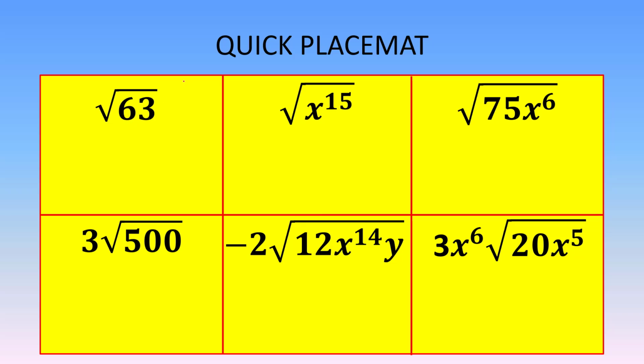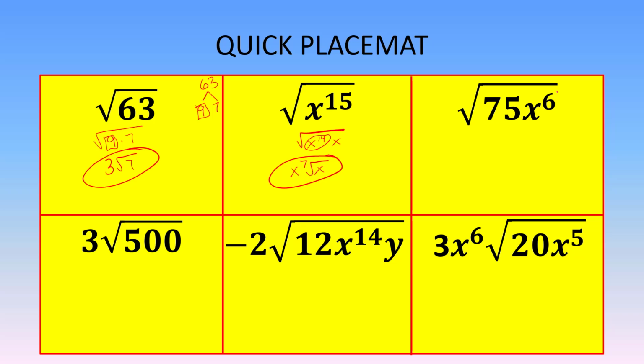All right, welcome back. So 63 has the factors 9 times 7, where 9 is a perfect square. So we have root 9 times 7, which is 3 root 7. X to the 15th is the same thing as x to the 14th times x. So we can take out half of our x's. That will leave us with x to the 7th times root x.